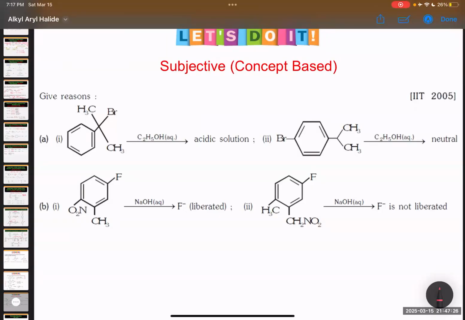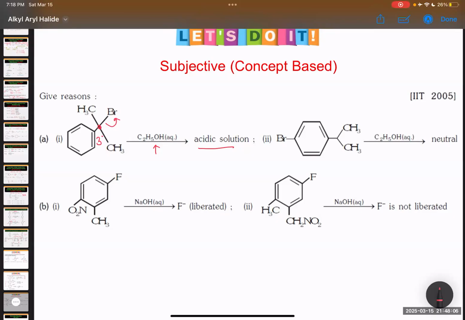So let's discuss this. Here the solution becomes acidic. This is polar protic solvent. This is tertiary carbon. And is it an aromatic halide or aliphatic halide? It is an aliphatic halide because the Br is not connected to benzene. It is connected to the normal group. So Br can come out easily. This is not like the one which we discussed above today.